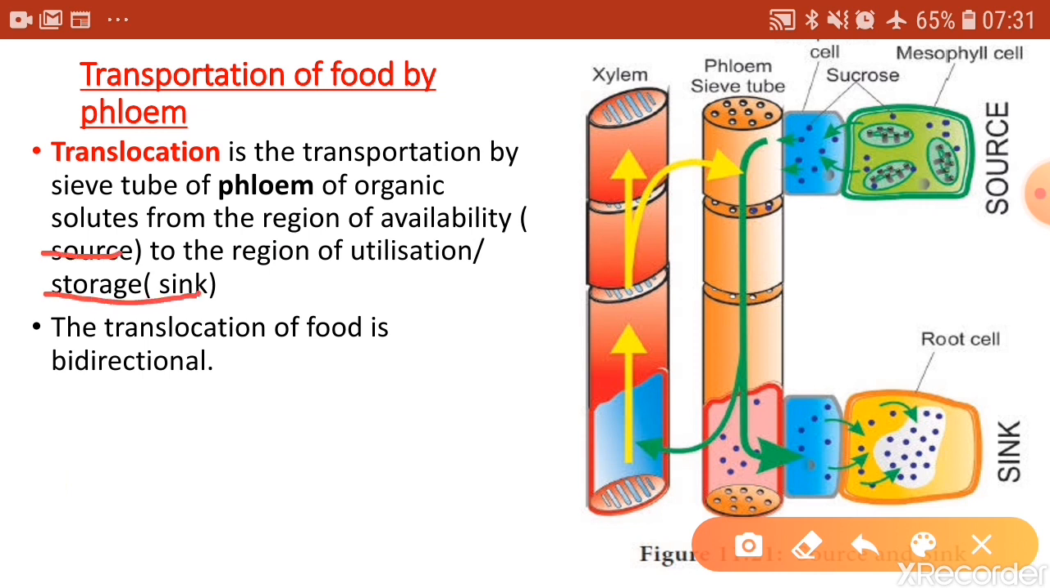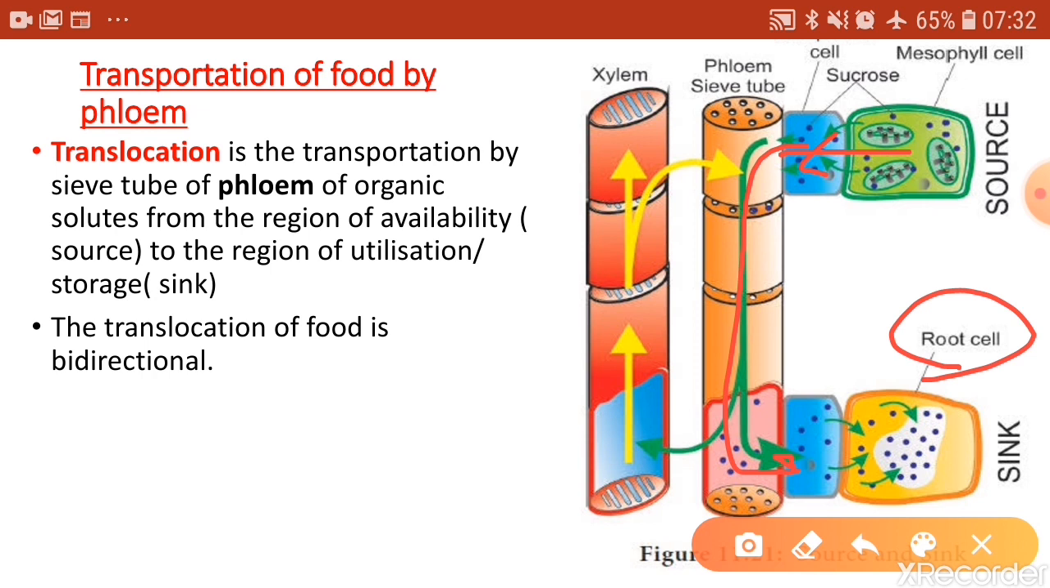Okay, there are two terms, source and sink, right? But the relation between source and sink is a bit variable. It's like in xylem, you have learned that xylem transports water and minerals always in the upward direction, right? But through the phloem, the food is translocated bidirectionally. What does bidirectional mean? Normally the food that is made in the leaves is transported through the sieve tubes to the storage organs, which may be roots, the fruits, the seeds. So those are the storage organs. This is a normal transportation.